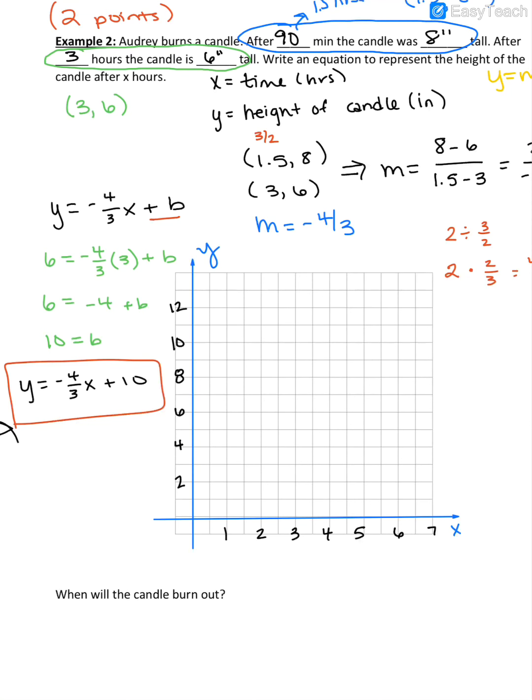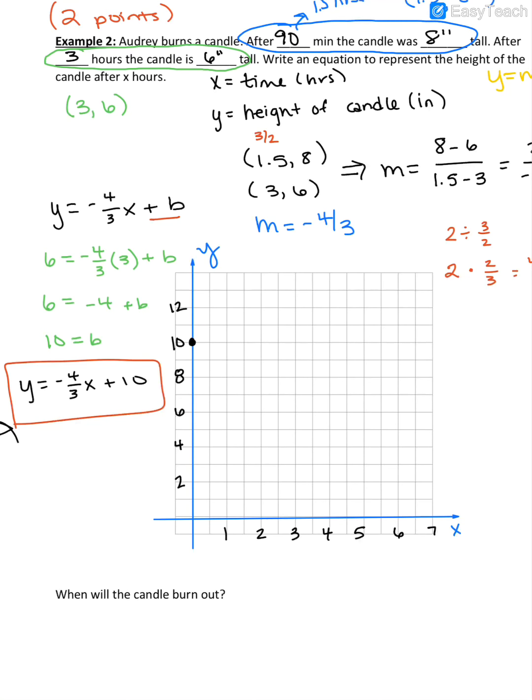And now I'm going to plot the points that I know, okay? Or you can use the equation. It doesn't matter how you get this graph. If it's asking for a graph, we have to get it somehow. So a couple things you could do. You could plot the (0, 10), because that's your y-intercept based on your slope-intercept form.